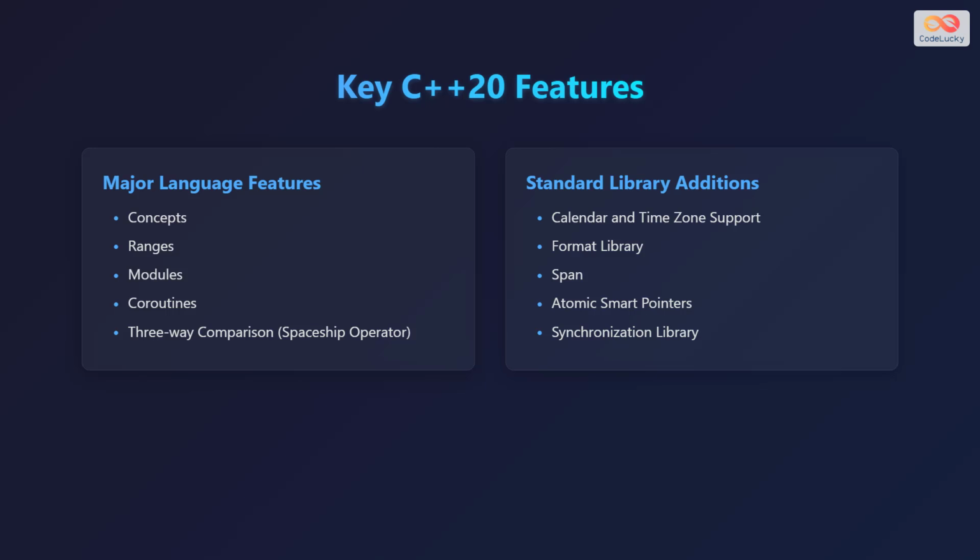In terms of major language features, we have concepts, ranges, modules, coroutines, and the three-way comparison operator, also known as the Spaceship Operator. As for standard library additions, we see enhancements like calendar and time zone support, a new format library, span, atomic smart pointers, and a synchronization library.